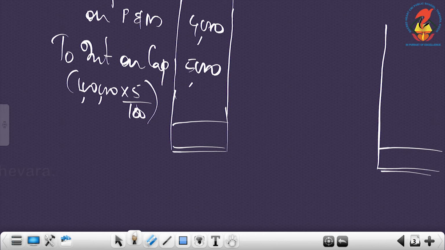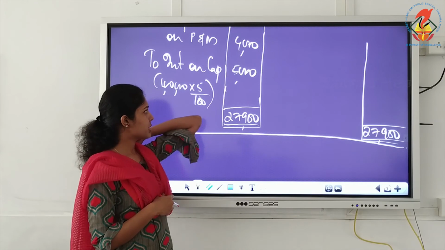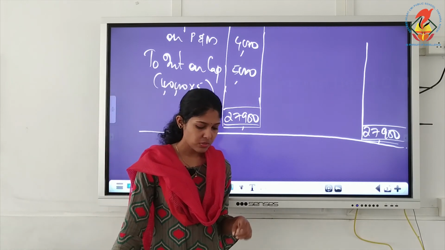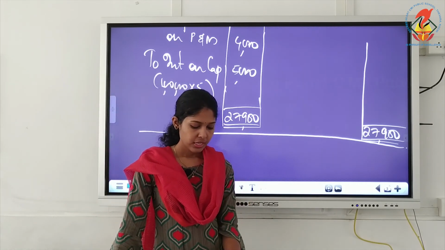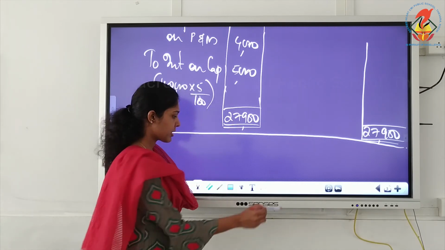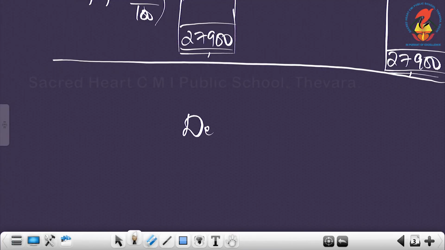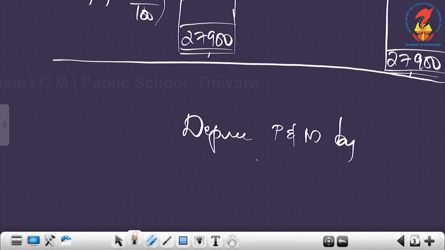The total is again the same because nothing is there on the credit side. Now what we have to discuss is, just read adjustment 2 once again. Depreciate plant and machinery by rupees 4,000. That prefix is important. You have to consider that very carefully. Depreciate plant and machinery by rupees 4,000.